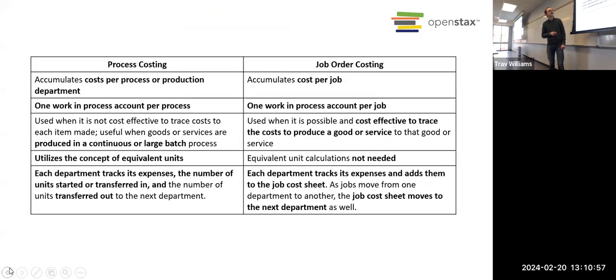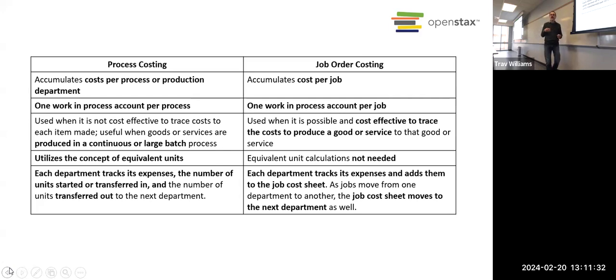So let's do a comparison here between the two. With process costing, as I mentioned earlier, we have to keep track of the costs in each department. If you remember, with job order costing, there was a job order sheet, and all of the costs associated with that job went onto that one sheet, regardless of what department they came from. And then by the end of the job, you had a sheet that had all the material, all the labor, and all the overhead documented in one place.